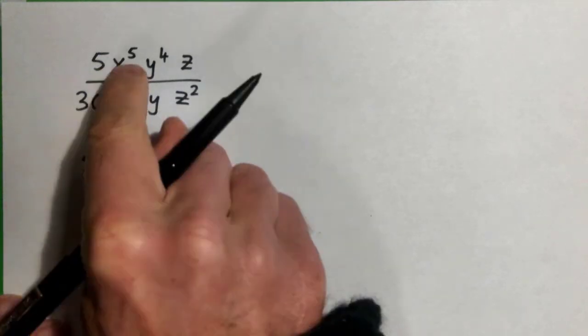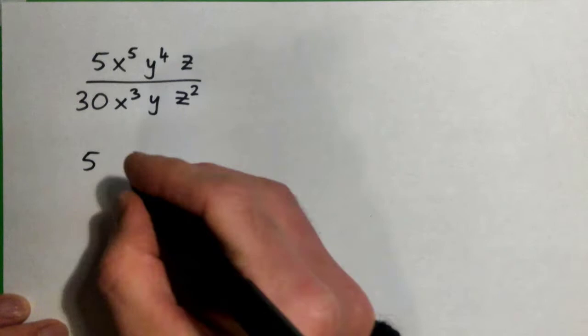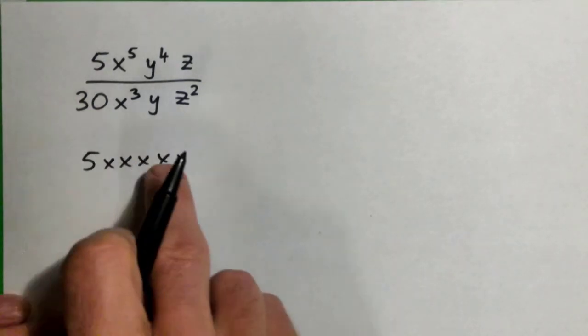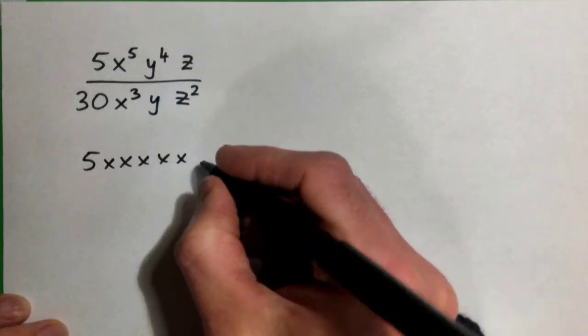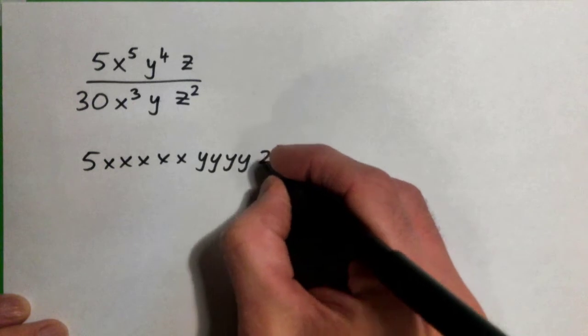So x to the power of 5 is how many x's being multiplied out? So it's 5 of them. 1, 2, 3, 4, 5. So you have the number 5. You have then 5 x's multiplied. Y to the power of 4 is how many y's? 1, 2, 3, 4. And then we have z.